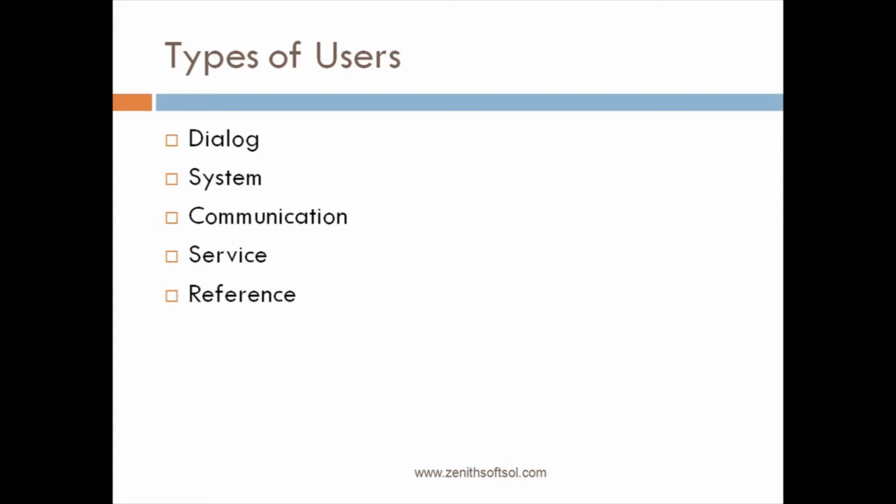The first one is a dialog user. Basically a dialog user is used for all logon types by just one person. During a dialog logon, the system checks for expired initial passwords and the user has the opportunity to change his or her own password. Okay, so whenever a user logs on to the system, he will log on using the dialog. Okay, so he is a dialog user. Okay, now what is system user?